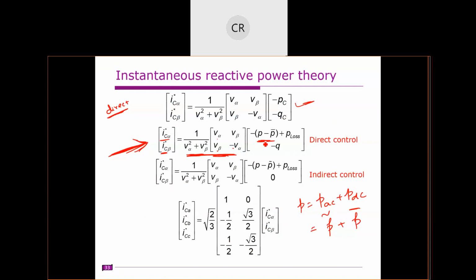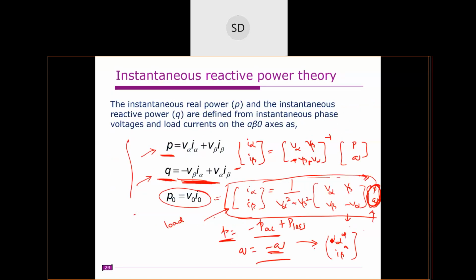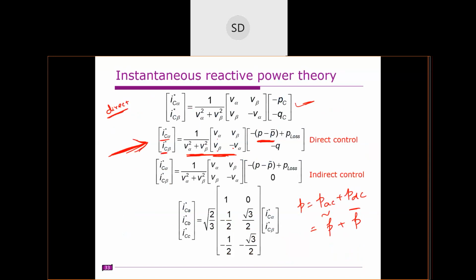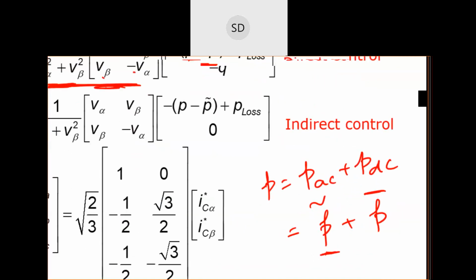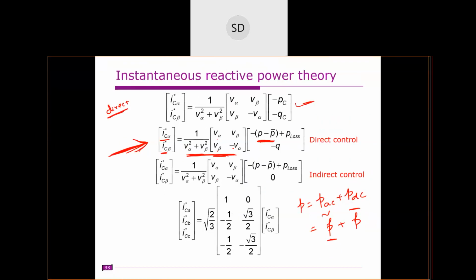Right, so what is this P minus P bar? We are discussing this one, in the previous slide. Up to here it's fine. We are generating the D-STATCOM reference current, I alpha star and I beta star. P is a combination of AC and DC, so we represent it in shortcut: P with the AC variation, and P bar represents the DC component in the AC signal. So what is P minus P bar?